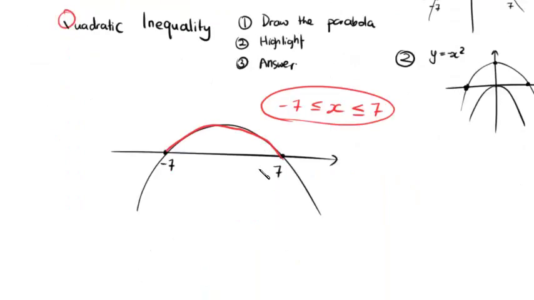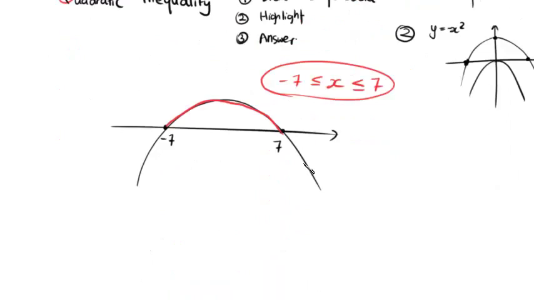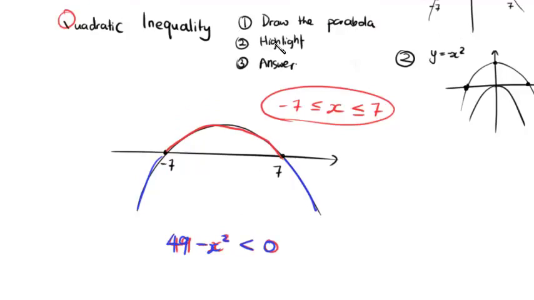So let's do maybe another quadratic inequality. If you have 49 minus x squared is less than 0, then you still draw this parabola like this one, same thing. But this is a less than 0 now, so I'm going to do it in a different color. 49 minus x squared is less than 0 here and here. The idea is you draw the parabola, you highlight the sections that correspond to the inequality, and then you can find the answer.